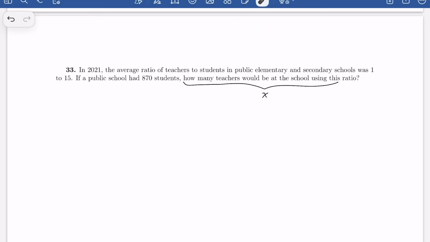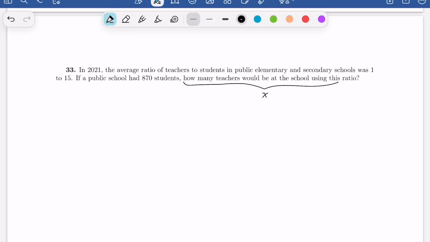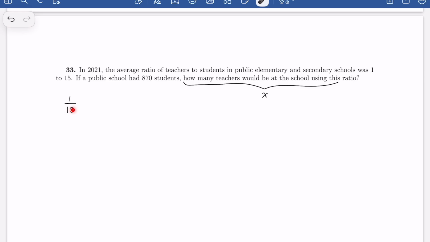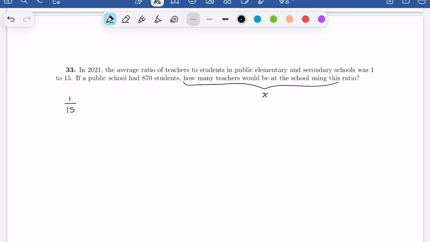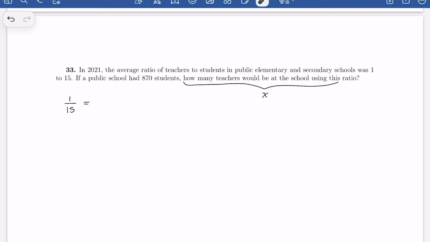Now we're going to use the previous ratio in order to find this variable x, and we're going to do so by setting up a proportion. We're told in the beginning that the average ratio of teachers to students is going to be 1 to 15, meaning there's one teacher for every 15 students. Now we're going to set up a proportion. So we're going to set this equal to another ratio, and this is going to be equal to the second ratio that we're given.